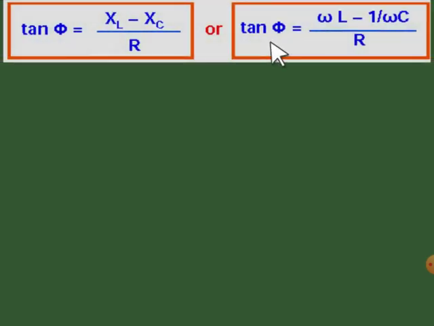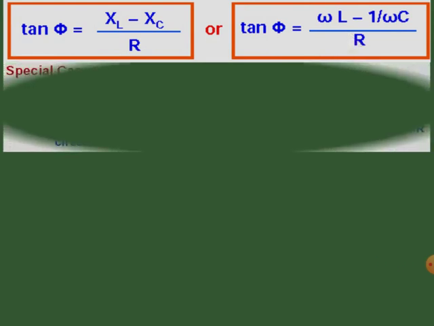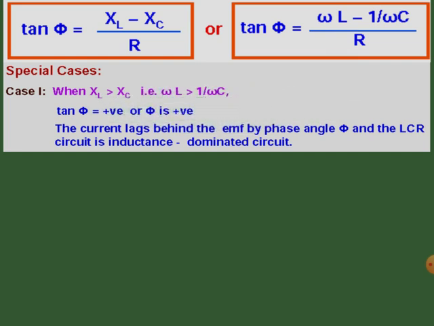Now that is what I have told you, that tangent phi will be equal to what? XL minus XC divided by R, or it can also be expressed as omega L minus 1 by omega C divided by R. Now let's see some special cases. What will happen when XL is greater than XC, or XL is equal to XC, or XL is less than XC? Depending upon these three, you will have three cases.